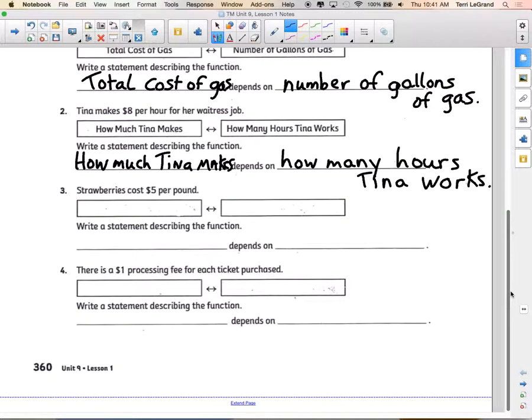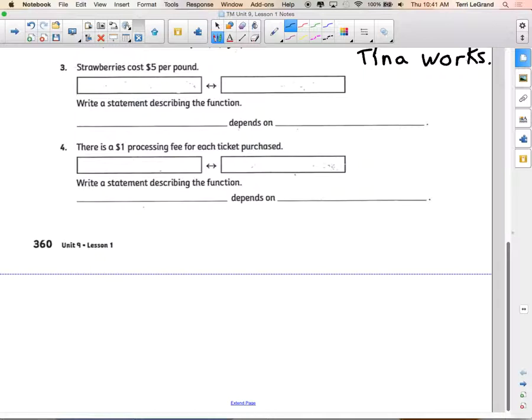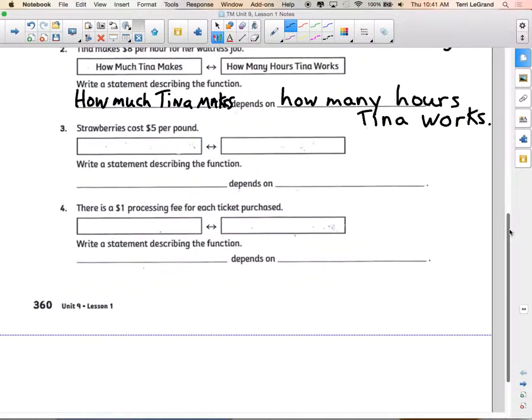Because in the next two, we have to decide what are the things that can change. So let's look at number 3. What are the 2 changeables in number 3? Strawberries cost $5 per pound. What are the 2 things we can put in the boxes that show the relationship? Sam? The cost of strawberries, okay, so can we call that total cost? The total cost of strawberries?